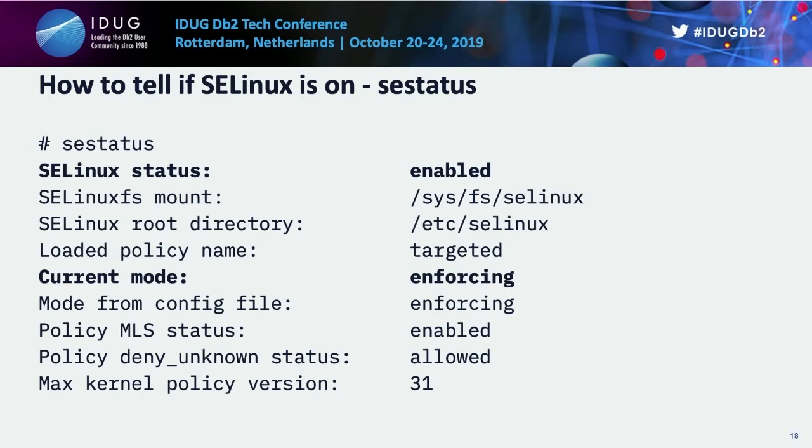There's a way in SELinux to say permissive, which means check the rules, audit them, but allow it to happen. Okay, we're going to talk a little bit more about that. But those are the two primary things you have to look at to see if SELinux is on your system.